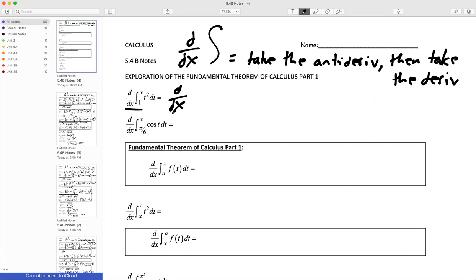So I'm going to set this aside for just a second. And the antiderivative of t squared is 1/3 t cubed, evaluated from 1 to x.